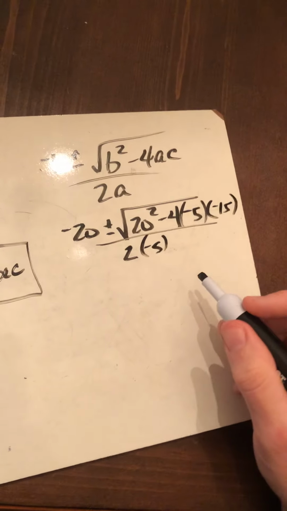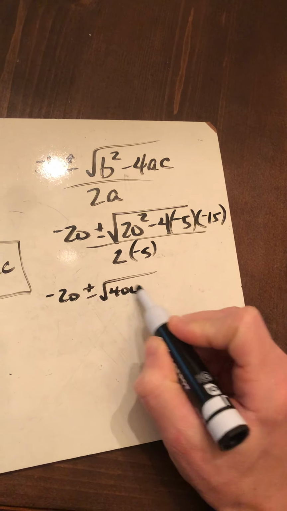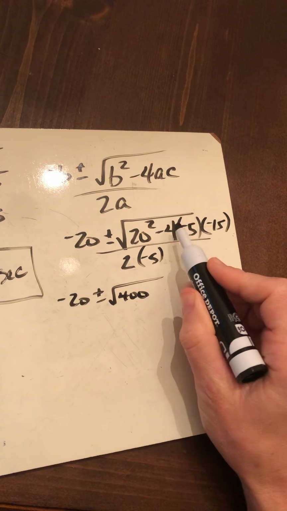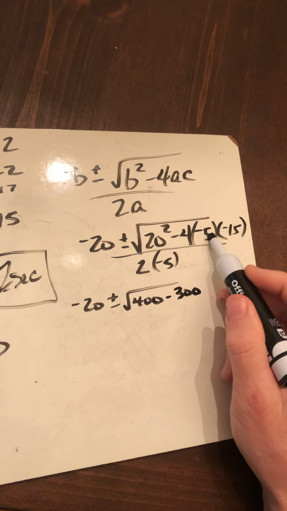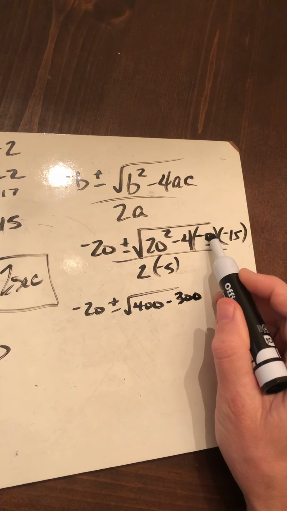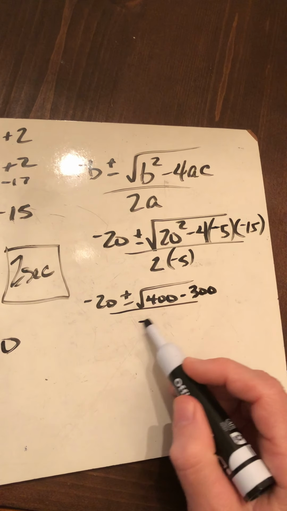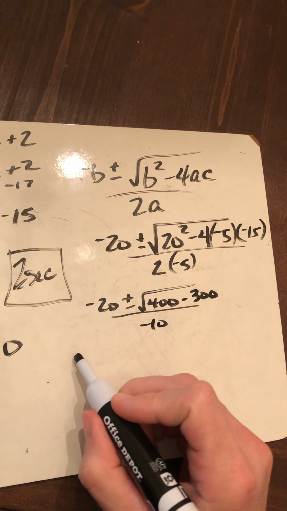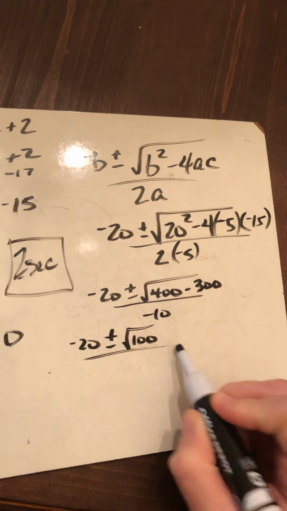All right, so now let's do some arithmetic. I get negative 20 plus or minus the square root of 400, and then this is a negative 5 times the negative 15, which gives me a positive, and then times 4, and I'm just going to put minus 300, because 4 times 5 is 20, 20 times 15 is 300. I've got a negative and a negative that gives me a positive, and I multiply by this negative again, I get a negative. And then over negative 10. Now 400 minus 300 is 100. So negative 20 plus or minus the square root of 100 over negative 10.